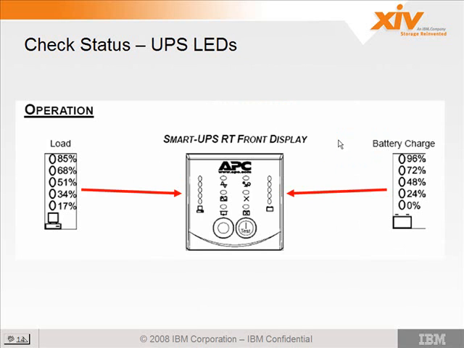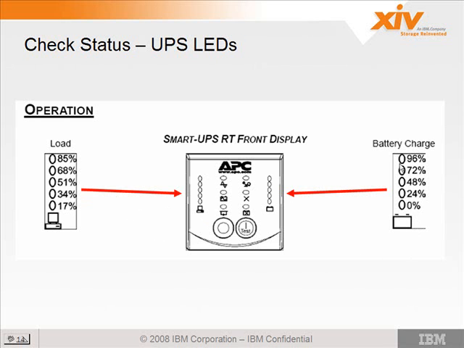The UPSs. UPS LED indicators. On the left side of the UPS, you have a load indication showing how much power is being drawn from that UPS. And here's a chart showing the percentage. On the panel itself, there are only the LEDs. They don't give you the percentages, but here you go.